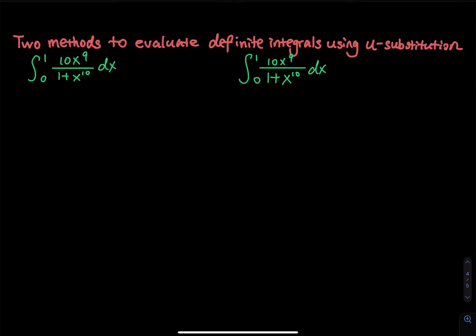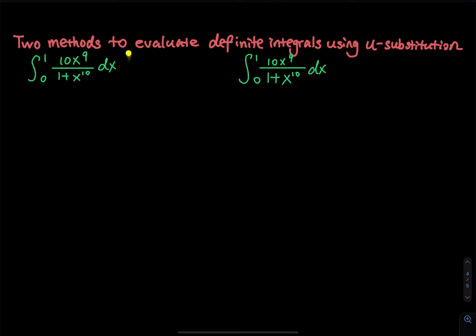There are two methods to evaluate a definite integral using u substitution. Another name for u substitution is integration by substitution. Let's do two integrals. I want to do this one first: 10 times x to the 9 power divided by 1 plus x to the 10, where x goes from 0 to 1. After that I want to do one with a trigonometric function.